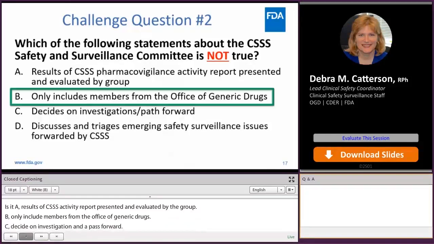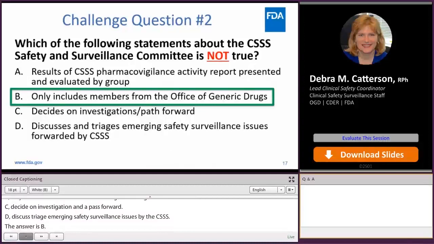The answer is B. The committee doesn't just include members from the Office of Generic Drugs. We also have members from the Office of Pharmaceutical Quality and other CDER offices as needed. It just depends on what issue we're discussing.